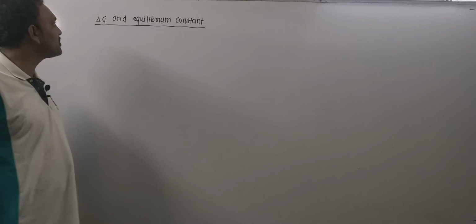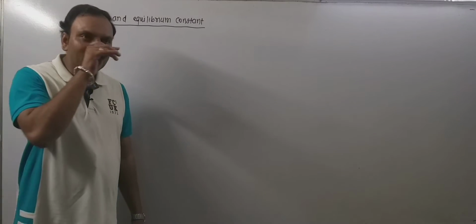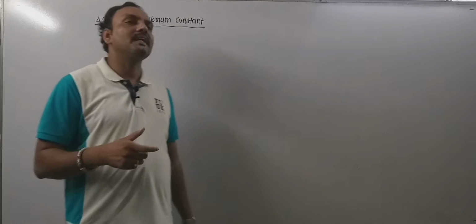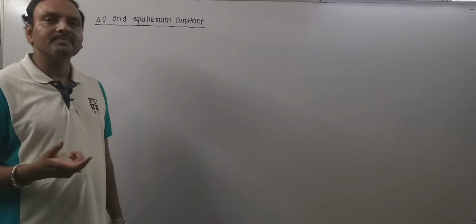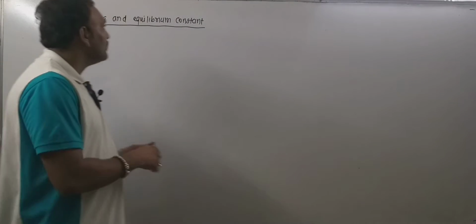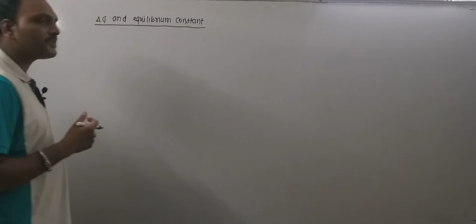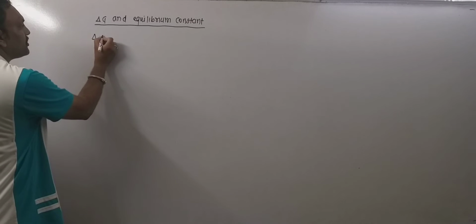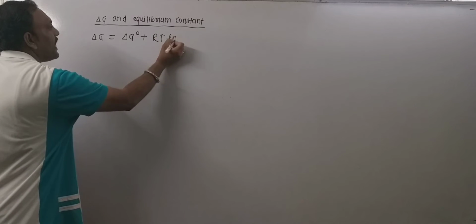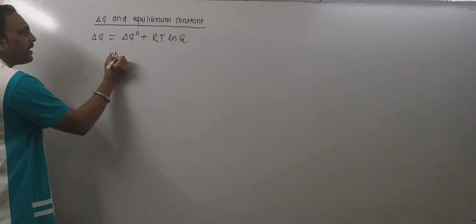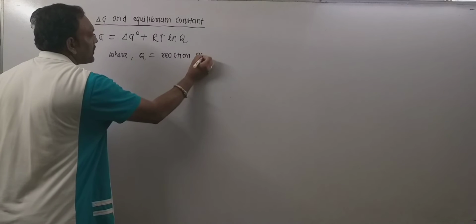Today we are going to discuss delta G, that is Gibbs energy change, and the equilibrium constant. In a reaction it's not necessary that each and every ingredient is present in its standard state. Thus delta G, the change in Gibbs energy, and delta G naught, the standard Gibbs energy change, are related as delta G = delta G naught + RT ln Q, where Q is nothing but the reaction quotient.